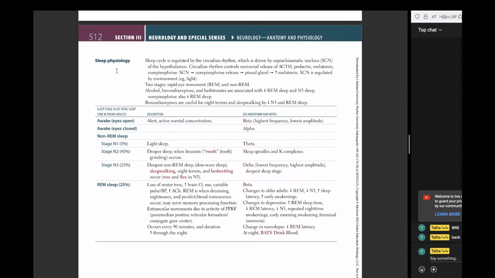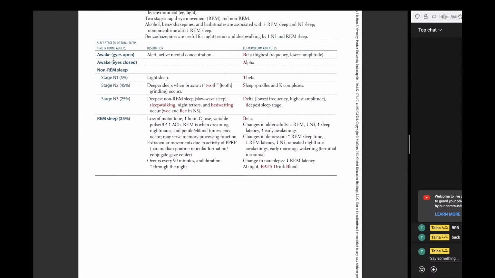Oh, bats drink blood at night. Beta, alpha, theta, sleep spindles, delta, beta. Bats drink blood. Okay? And that's for N1, N2, N3, and then REM. Okay.